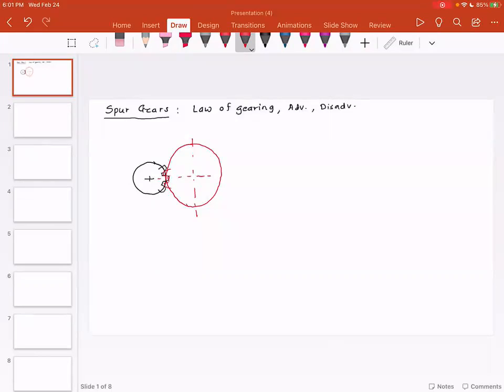We talked about that these gear profiles will be of particular shape. So the gear profile will be either involute or cycloidal.